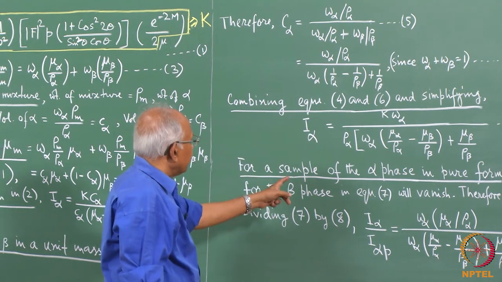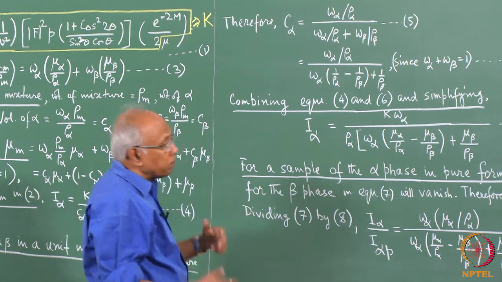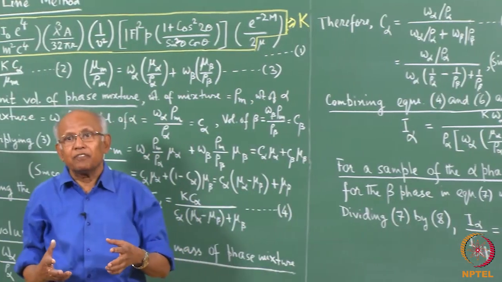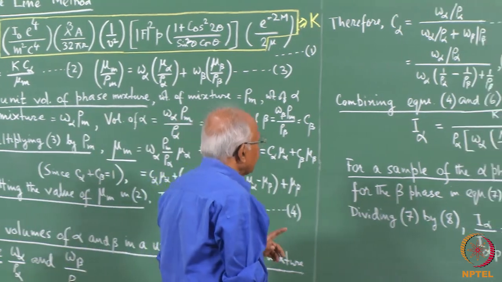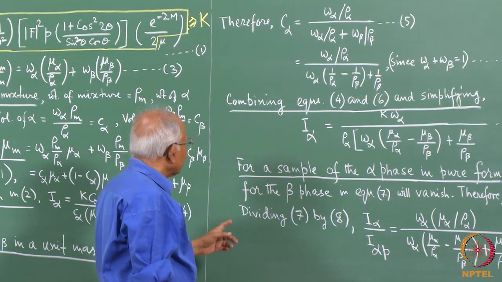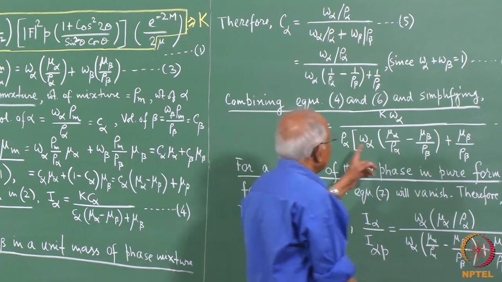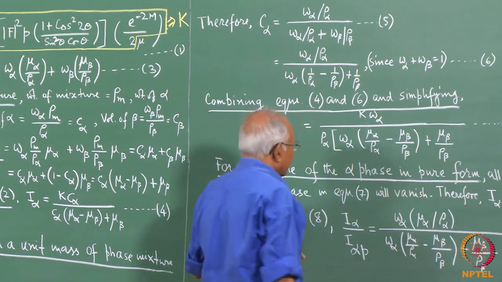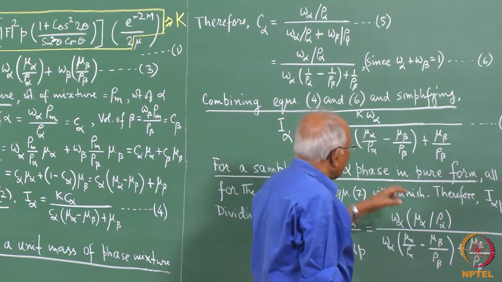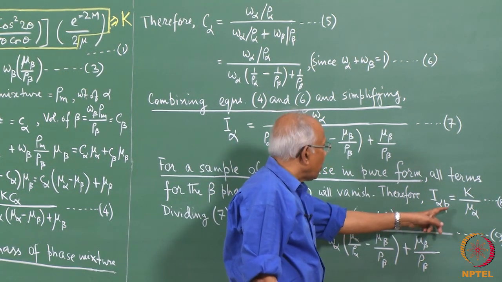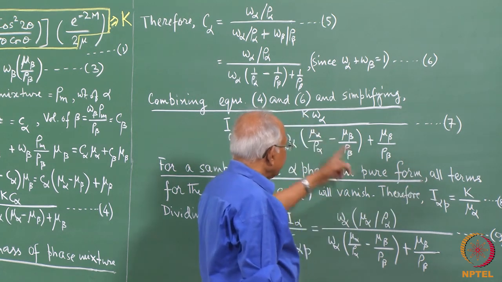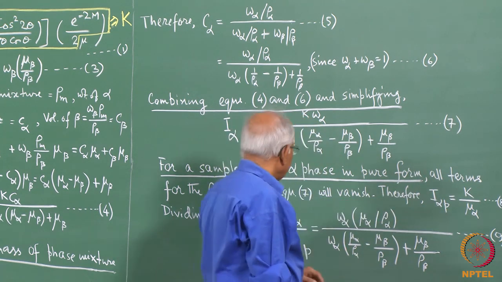For a sample of the alpha phase in a pure form, all the terms for the beta phase in this equation will simply vanish, and therefore for the pure phase I can write down I alpha p, for the pure form, will be simply equal to K divided by mu alpha.